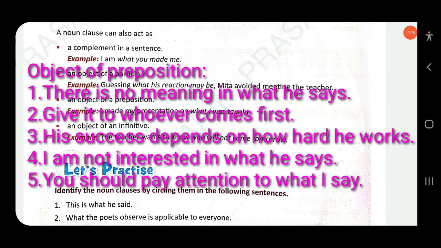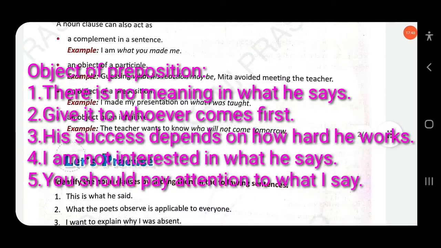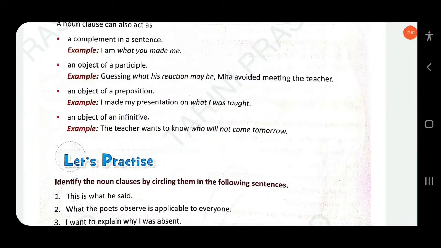Similarly, take another example. You should pay attention to what I say. To what? What I say. So here, what I say, this is a noun clause, but it functions as the object of the preposition to. Object of what? Object of the preposition to. Clear? So similarly, another function of the noun clause: it also functions as subject complement.